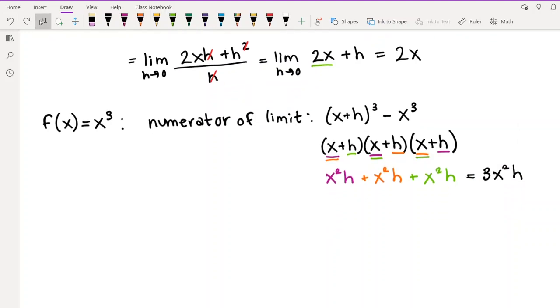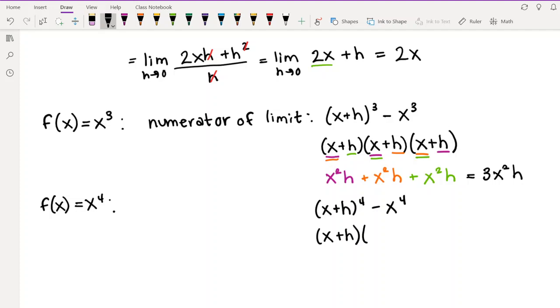So just to show one more example of how that works out, let's say now that we're looking at x to the fourth. Again, I'm just going to write the numerator, (x plus h) to the fourth minus x to the fourth. If we multiply out (x plus h) to the fourth, now we're multiplying four things together. If we did that same process, now we're looking for things that have only one h. That would be x times x times x times h.